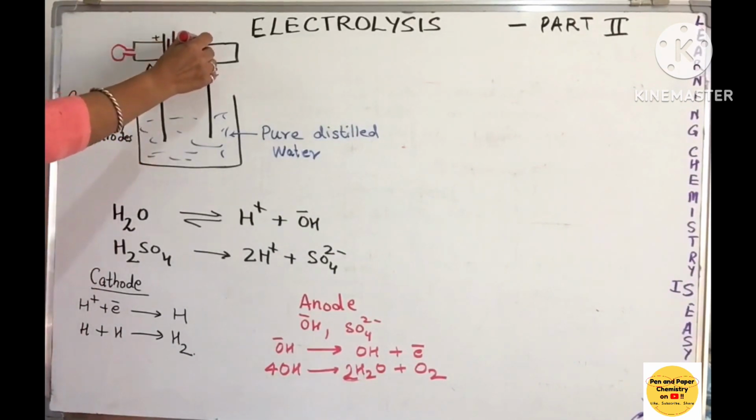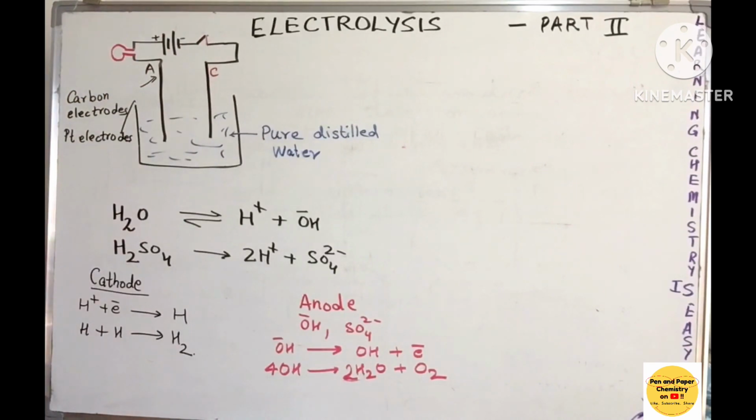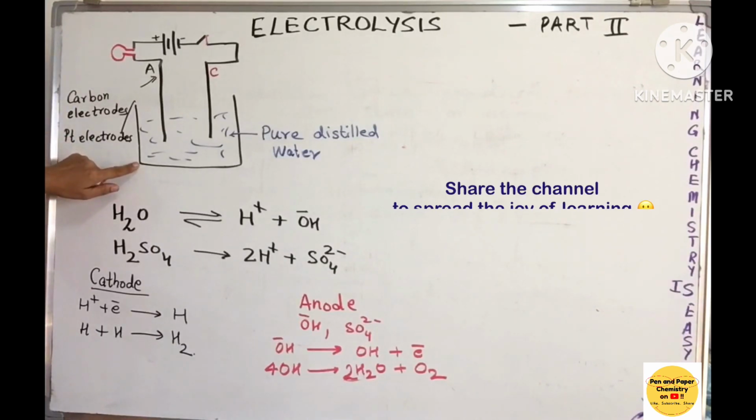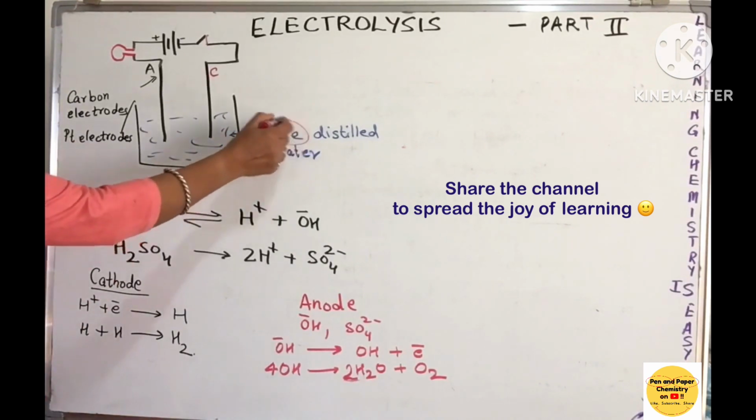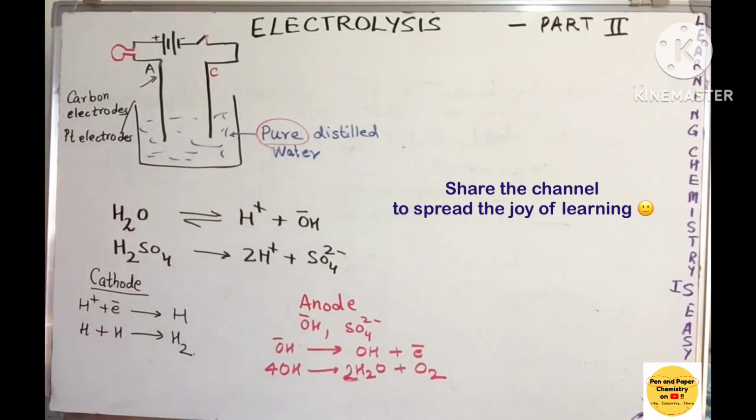Connect the key, switch it on. That means now it is a closed circuit. If the bulb begins to glow, yes, this will be an electrolyte. But in this case, we notice that because we are using pure distilled water, the bulb does not glow, indicating that pure distilled water is a non-electrolyte, right?